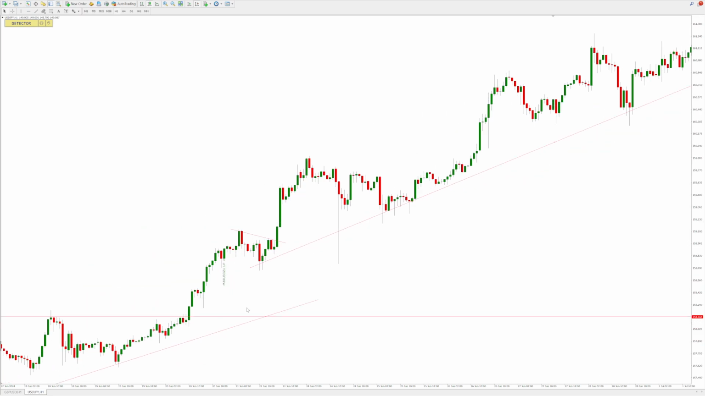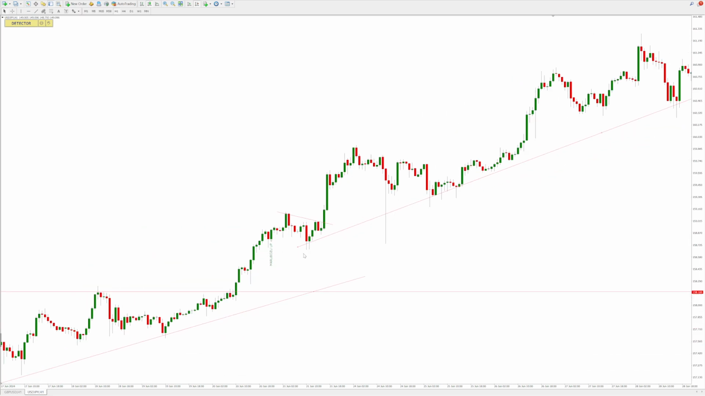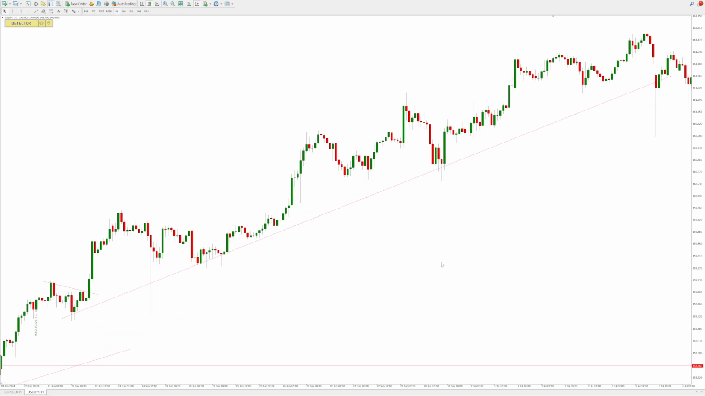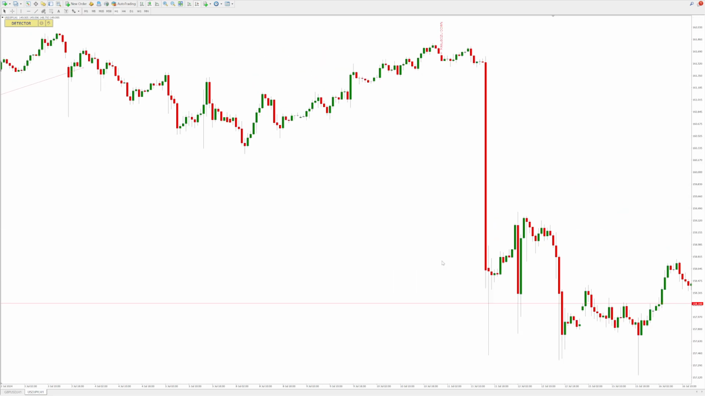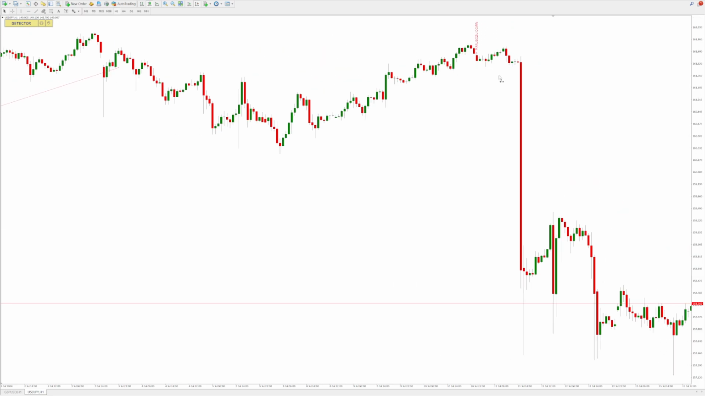So that's an example of trading a Marubozu up candlestick. Let's see if we can find a down. I mean, this obviously would have been a dream trade.